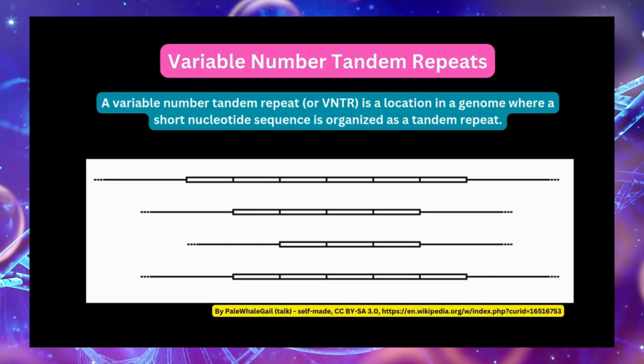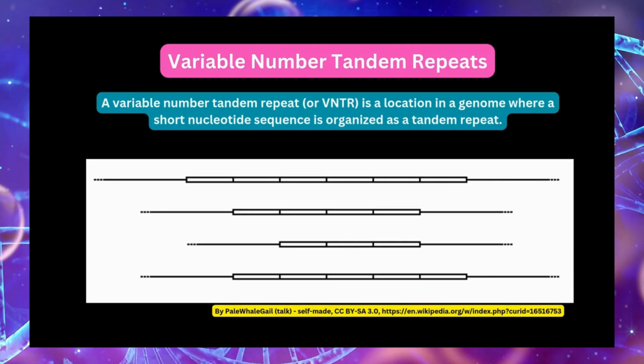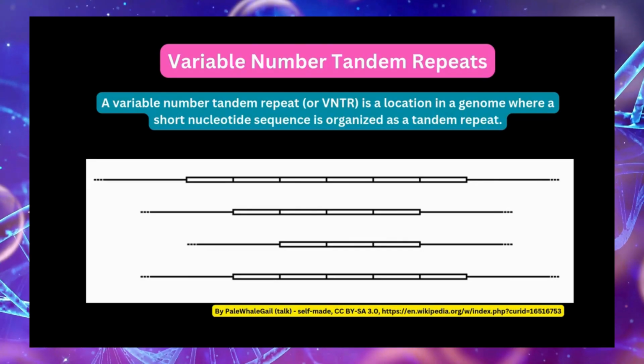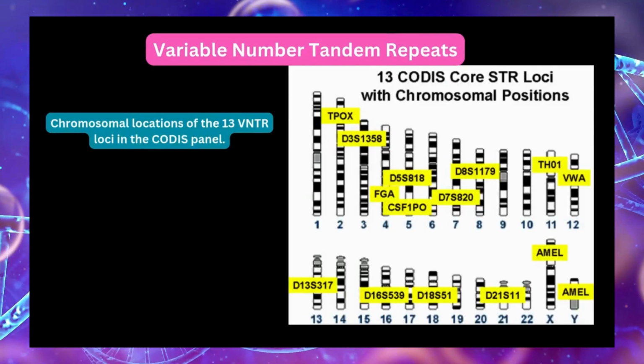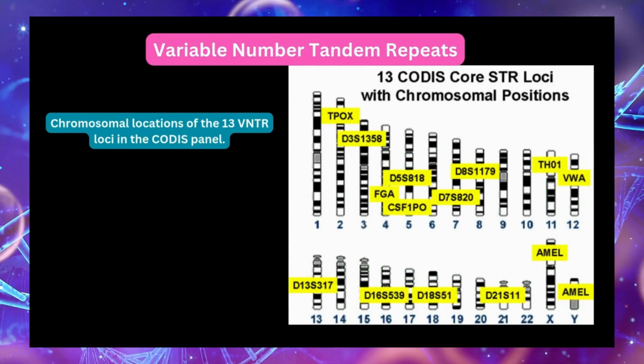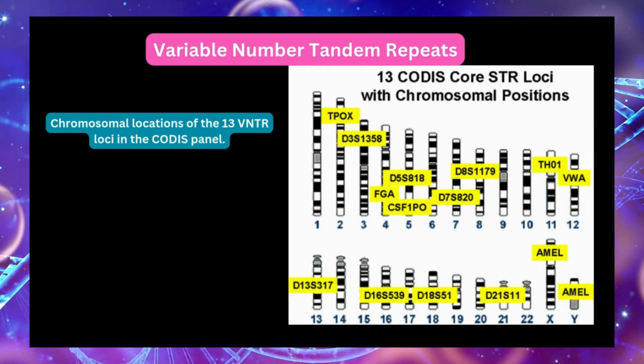Variable number tandem repeats are regions of DNA where a short sequence of nucleotides is repeated multiple times in a row. The number of these repeats varies between individuals, making VNTRs useful for genetic profiling.